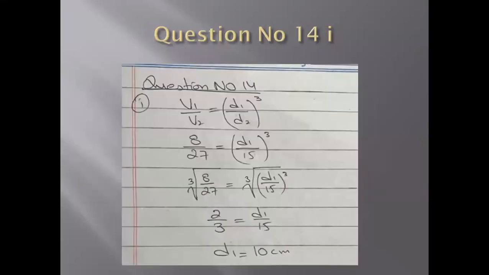Okay, so volume 1 by volume 2 will be equal to (d1 by d2) whole cube. So it will be 8 by 27 equals (d1 by 15) whole cube. So you will take the cube root on both sides. When I take the cube root on this side, you get 2 by 3, and on this side you get d1 by 15. So d1 will be equal to 30 divided by 3, and that will be 10 centimeter.